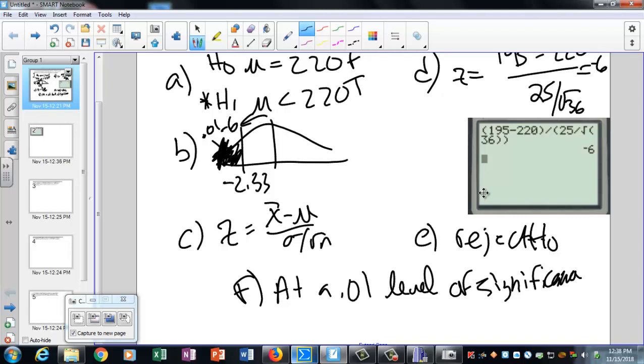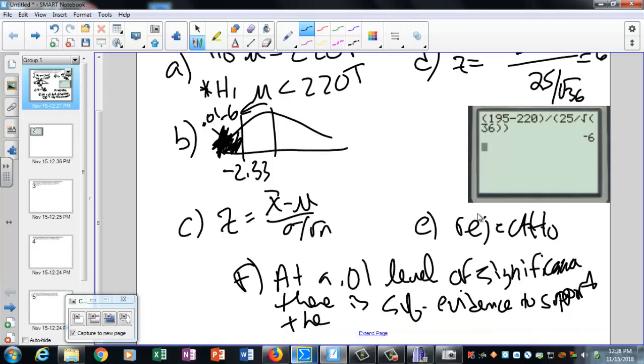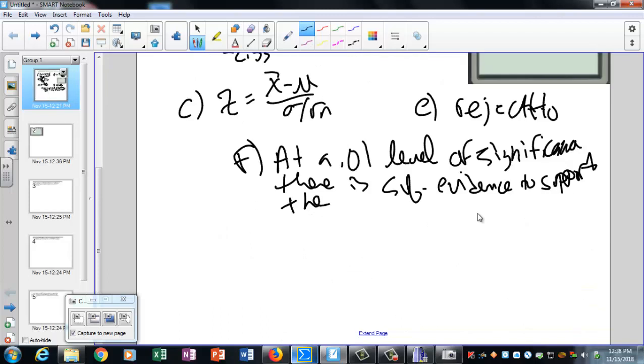It says significance. There is sufficient evidence to support the claim that mu is less than 220.